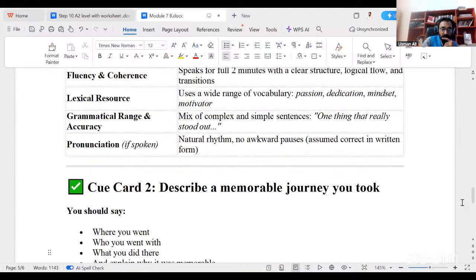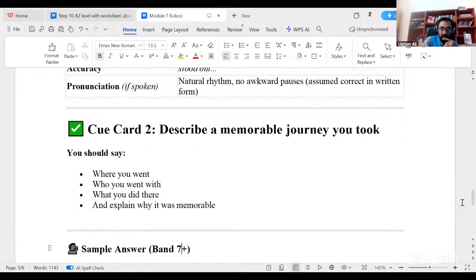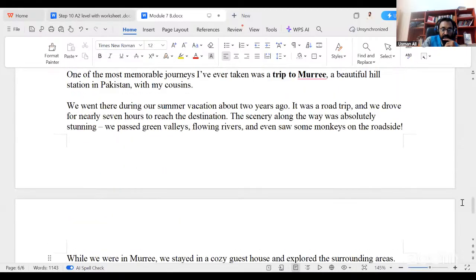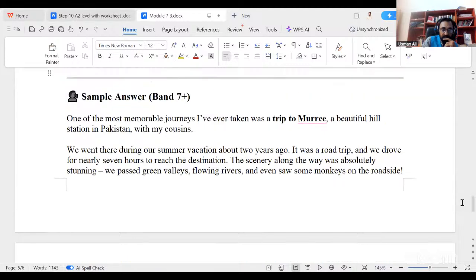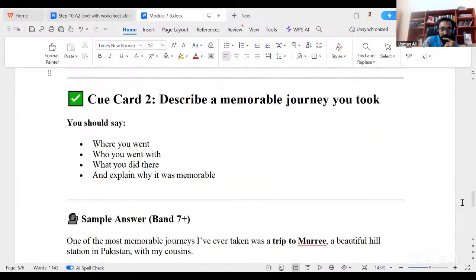Number two, this is a cue card: describe a memorable journey you took. And this is a band 7+ answer. And what is the question? Describe a memorable journey. Where you went, who you went with, what you did there, and explain why it was memorable. Okay, so the sample answer.